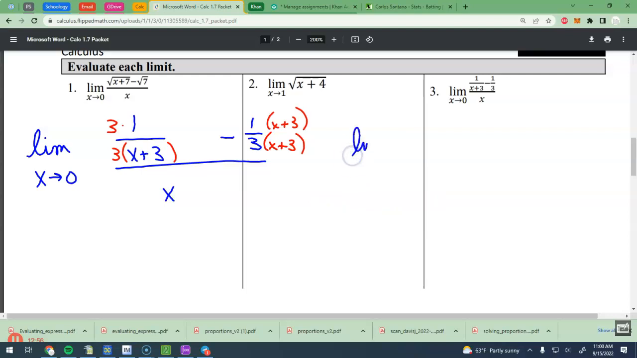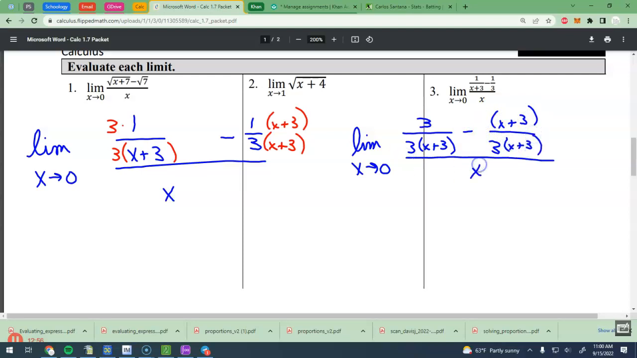So now I will end up with the limit as x approaches 0 of 3 over 3 times (x plus 3) minus (x plus 3) over 3 times (x plus 3), all over x. And you're like, okay, you just made it look worse, which I agree with, but we're getting there. The two things I have up there, the left stuff and right stuff, are the exact same. They're just written on the right out of common denominator because now I can combine them on the next step. On the left, I didn't have that, so I couldn't.